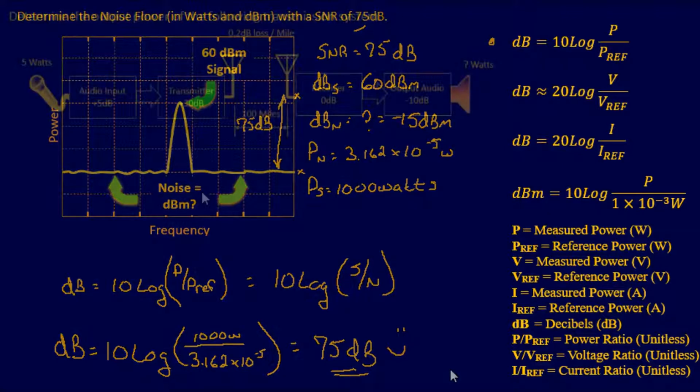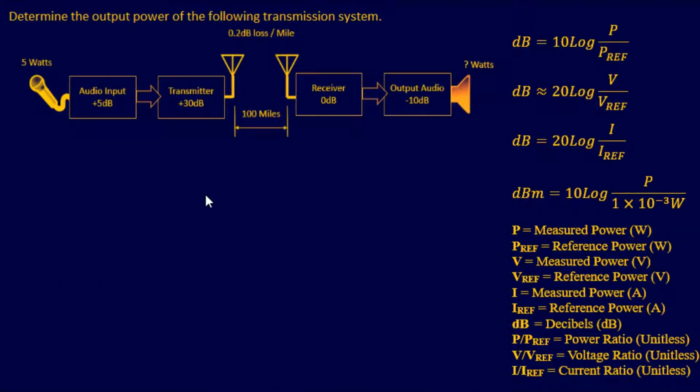Let's do one last problem. Last problem here, we're not really going to focus on the signal to noise ratio per se. This one's to reinforce the concept of decibel conversion. So for this one, we need to determine the output power for the following transmission system. Now we have an input of 5 watts, and it's going through this whole system, and then we want to know what the output power is.